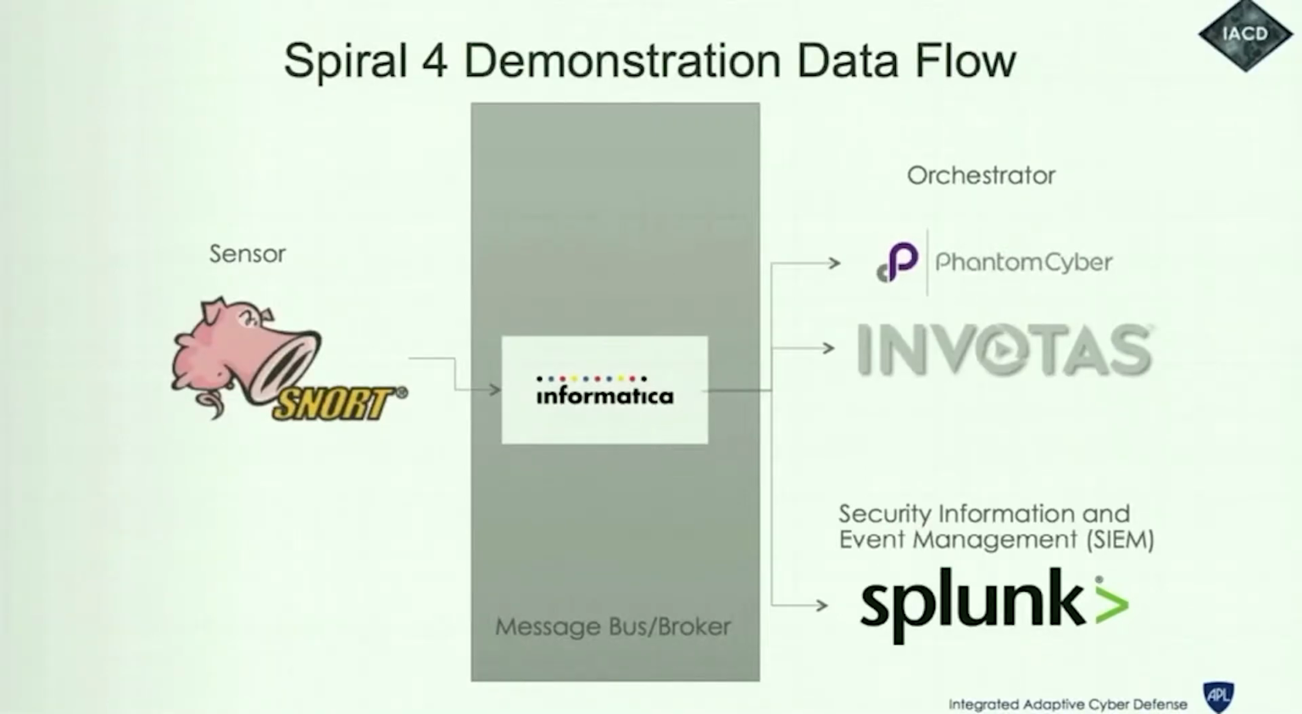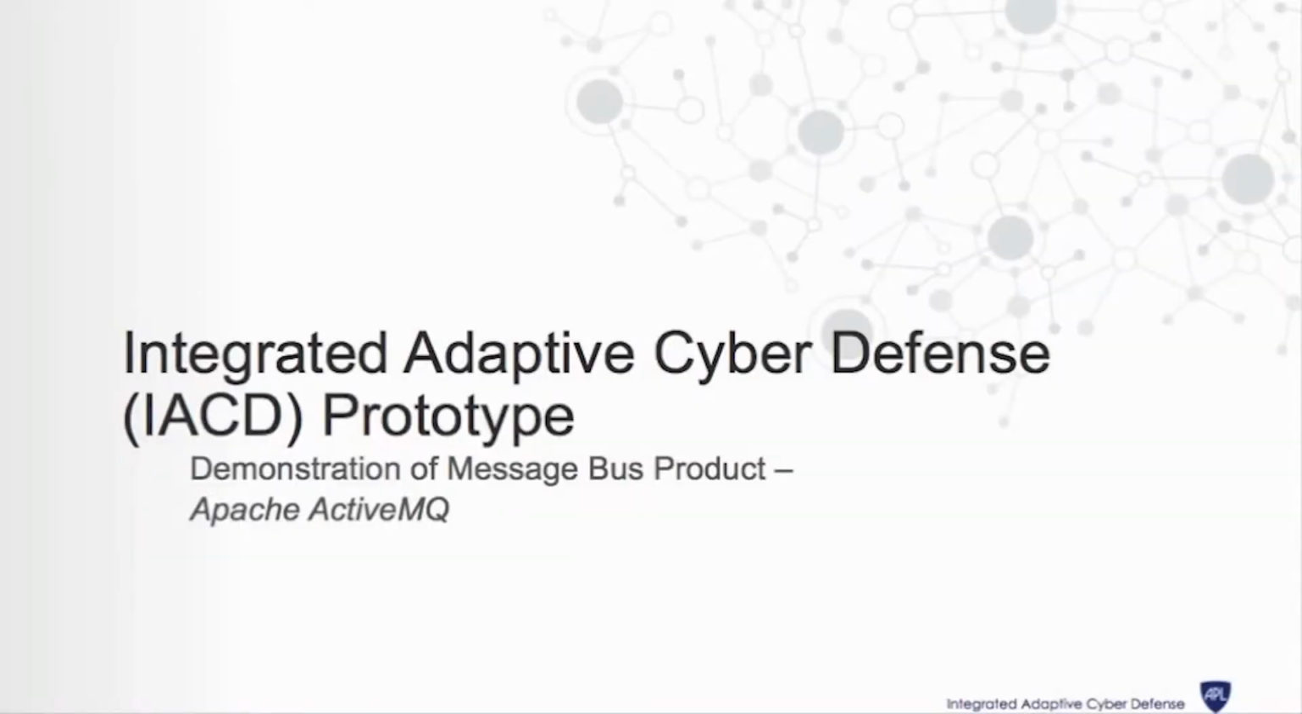These features that we have chosen to highlight come together to support the idea of a unified message fabric for the integrated adaptive cyber defense environment, maintaining the goals of interoperability and in-transit data resilience. In this demonstration, we will show the capability of the Apache ActiveMQ message bus as it relates to supporting the notion of an IACD message fabric.